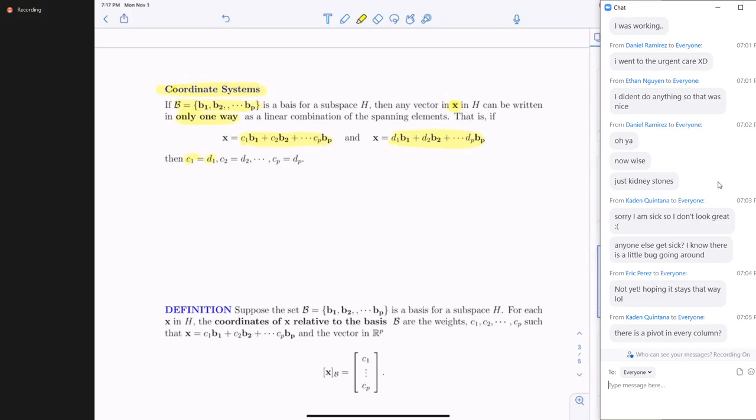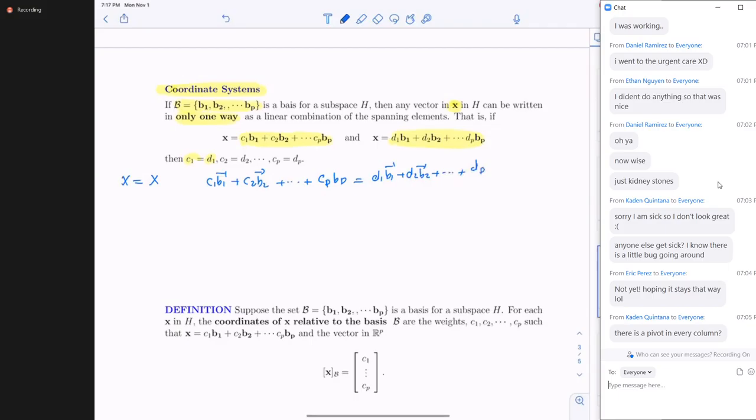So it's not going to be difficult to show that this is true. Yes, I'm going to do it, right? If you set x equal to x, that means c1 b1 plus c2 b2 plus ... plus cp bp should be equal to the other form of x, which is d1 b1 plus d2 b2 plus ... plus dp bp. This is the proof of why c1 equals d1.